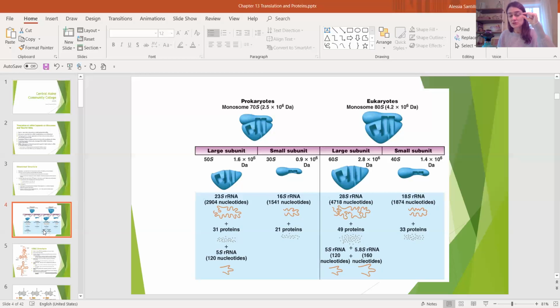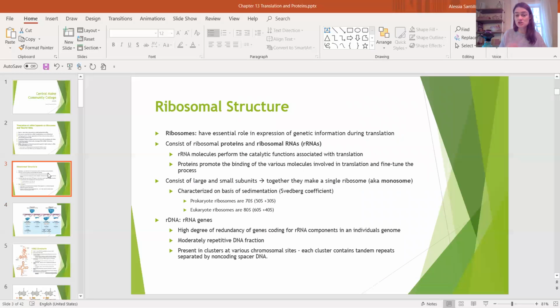Now, the region that they're missing is not causing any problems, because that region is packed full of rDNA. And one thing that organisms have is rDNA everywhere. There's a lot of rDNA found within the genome of an organism, just because it's such an imperative thing. It basically codes for one of the structures of the ribosome, which is an incredibly critical feature. So it's very repetitive, and it can be present in clusters at various chromosomal sites. Each cluster contains tandem repeats separated by non-coding spacer DNA.